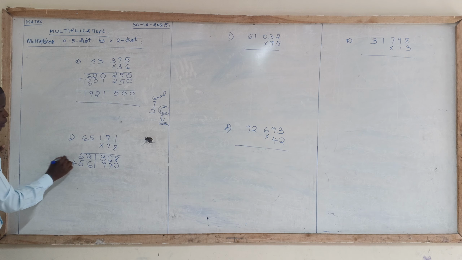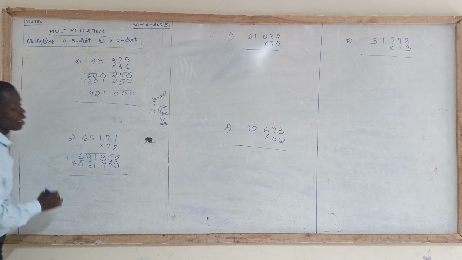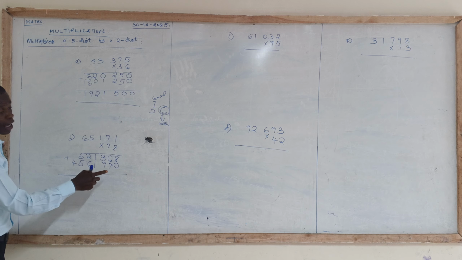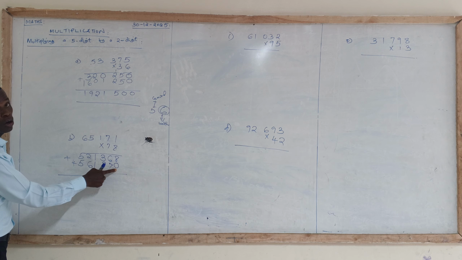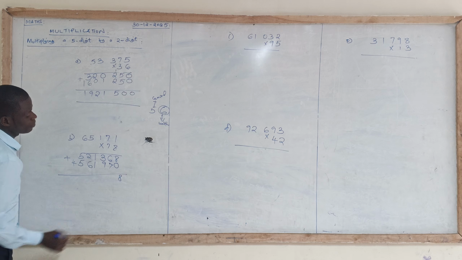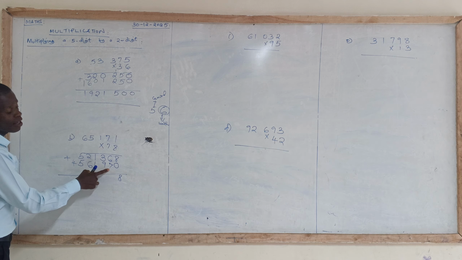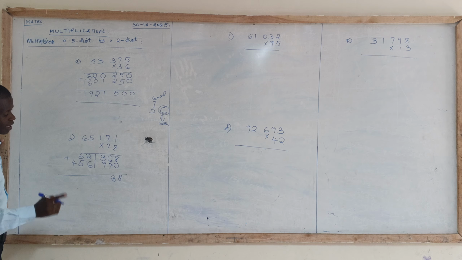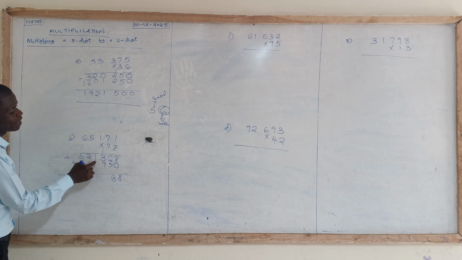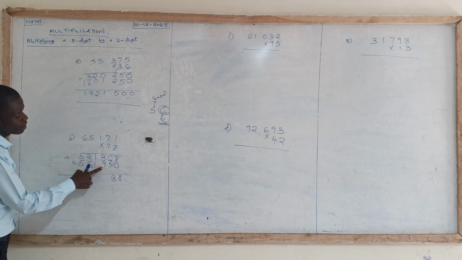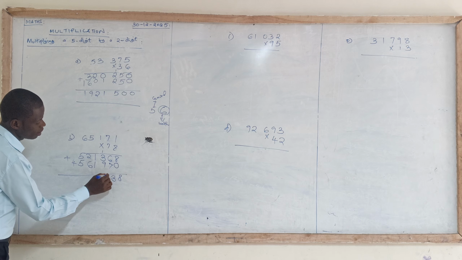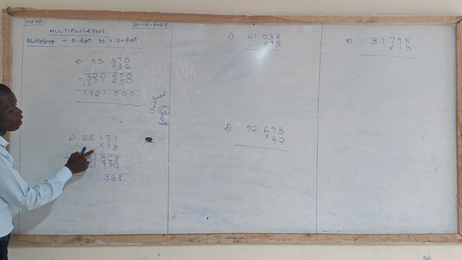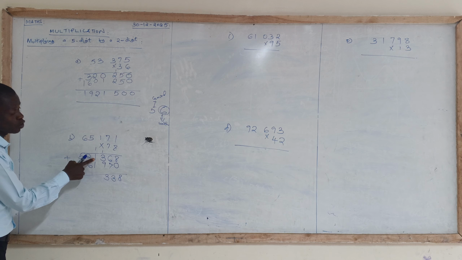Then after this, we can just add. Let us add. If we add 8 plus 0, what do you have? This is 8. 6 plus 7, this is now 13. Write 3, carry 1. Add it here. 1 plus 3, that is 4. Then 4 plus 9, that is now 13. Write 3, carry 1. 1 plus 1, that is 2.